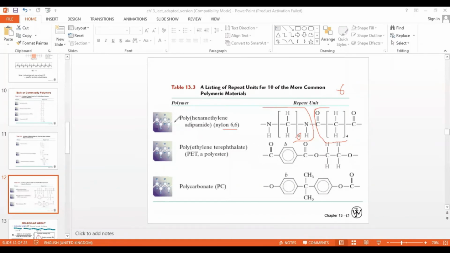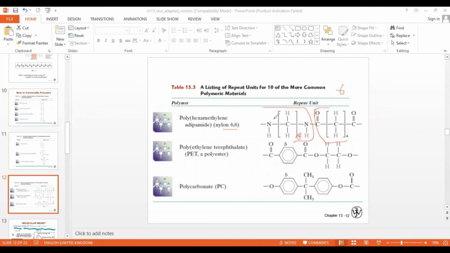Sorry, hexamethylene adipamide, right? Hexamethylene adipamide. Hex means 6, right? Hex is 6. Methylene means 1 carbon.